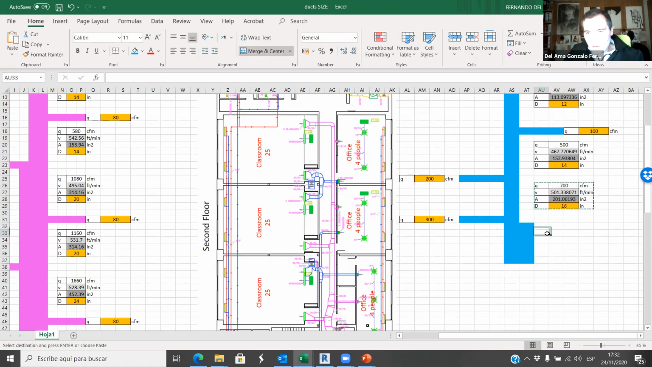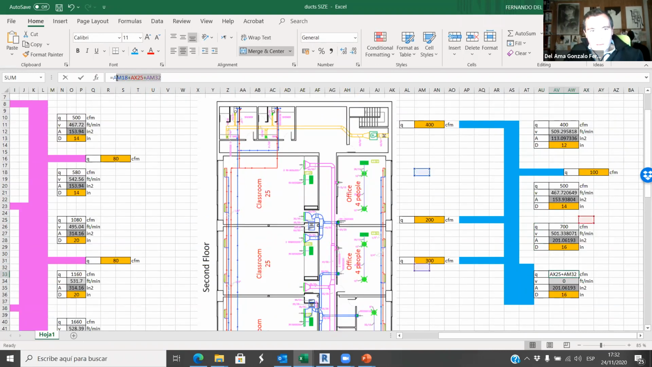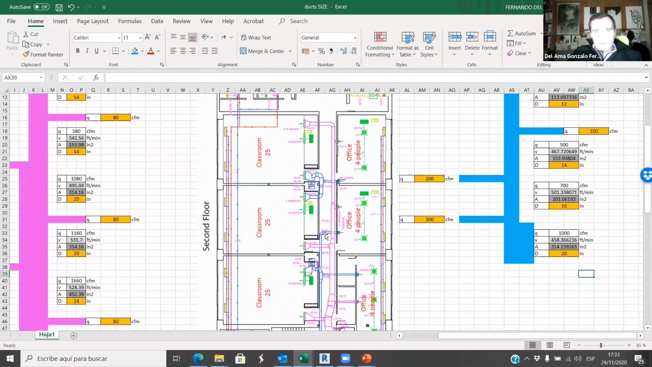And now there's another diffuser here. So in this branch, this is this one plus this one plus this one plus that one. Okay, so now 16 is not enough because the velocity here is 700. So let's make it 20. Okay, so now it's, you see.